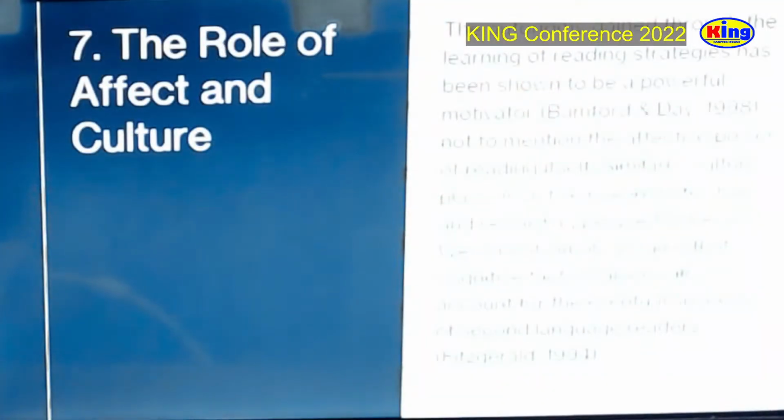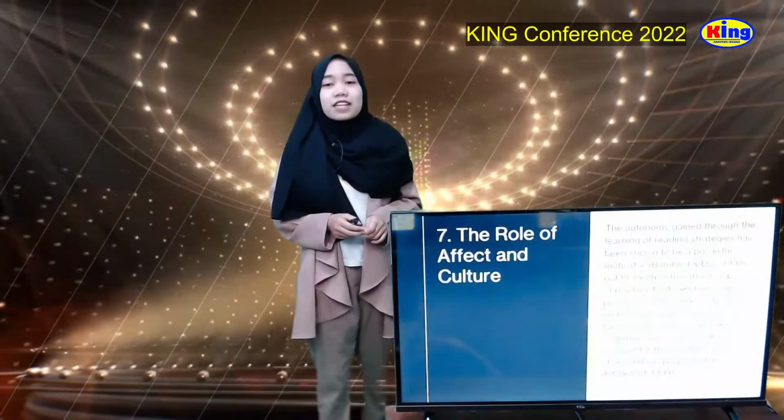On to the seventh one, the role of affect and culture. Do you sometimes question yourself why in Japan and in Indonesia we have different literacy levels? In Japan, people have higher literacy than in Indonesia. One of the answers is the role of affect and culture. The autonomy gained through the learning of reading strategies has been shown to be a powerful motivator by Bamford and Day, 1998. Not to mention the affect power of reading itself.